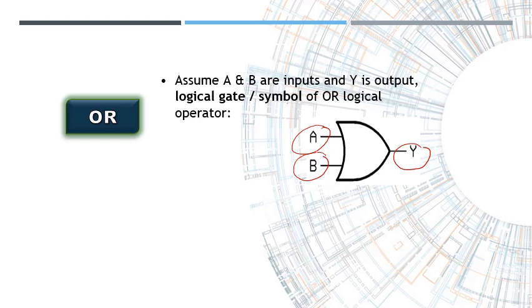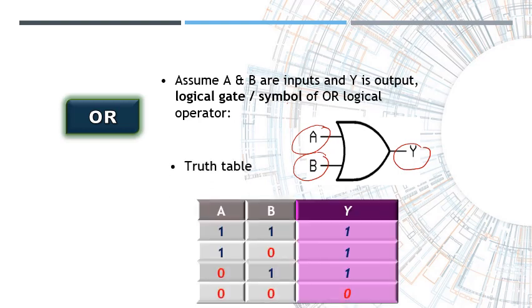Okay, we look at the truth table. A and B are inputs and Y is output. So if A and B are 1 and 1, 1 OR 1, the output will be 1. If A is 1 and B is 0, 1 OR 0, the output will be 1. If A is 0 and B is 1, 0 OR 1 will be 1. And if both A and B are 0, it will be 0. So meaning that if one of the inputs is 1, the answer will be 1, unless 0 and 0, it will return 0.